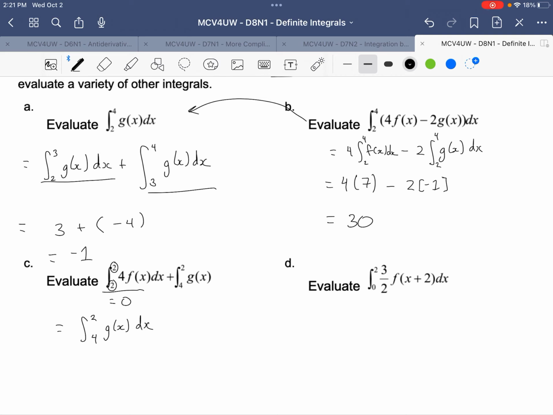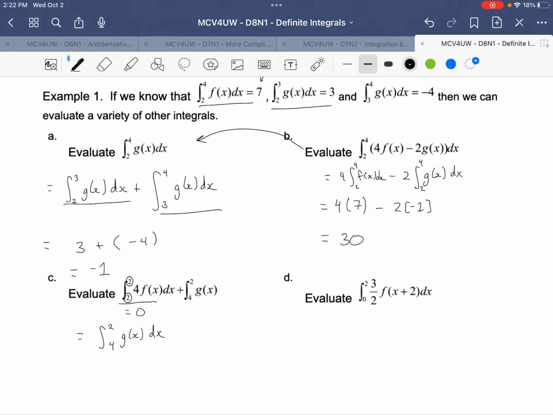Well, we don't have that answer, but we have the answer from 4 to 2. So we're going to apply that negative rule that we learned. If I want to change the bounds the other way around, I have to have a negative out front. And now I can take this integral. Since the integral of g of x from 4 to 2 is right here, negative 1, our answer would then have to be negative times negative 1, which would be positive 1.